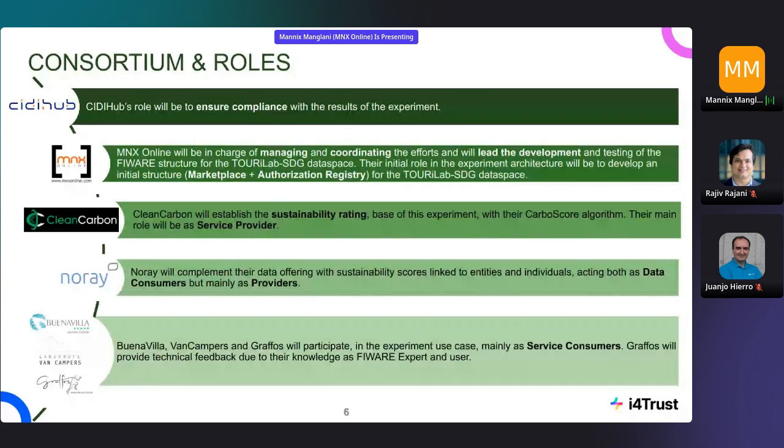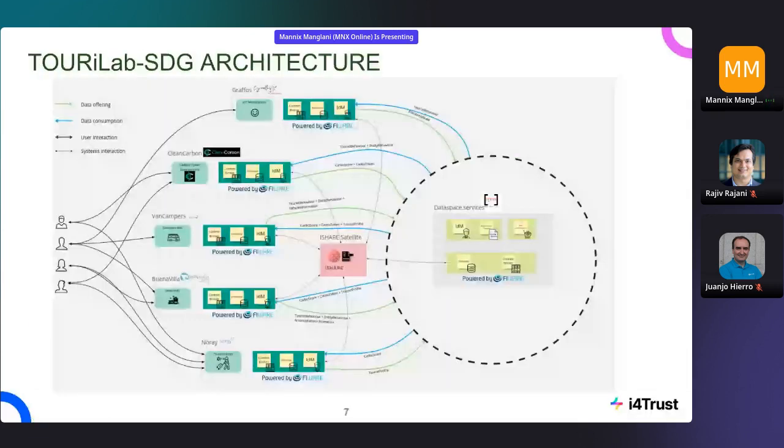Grafos is another company that is in La Palma, and they have IoT devices that check users' state of mind. Okay, so this is the technical aspect of the architecture.